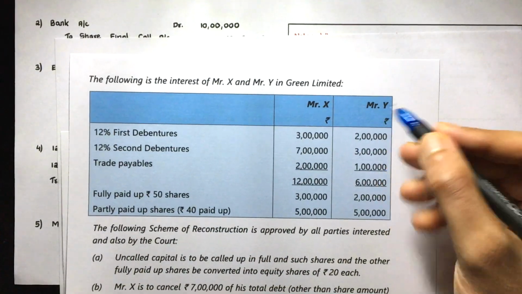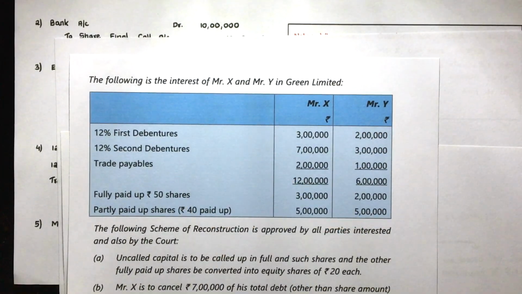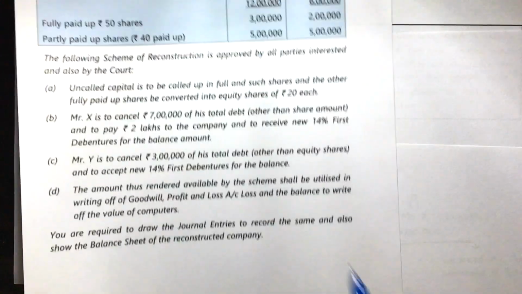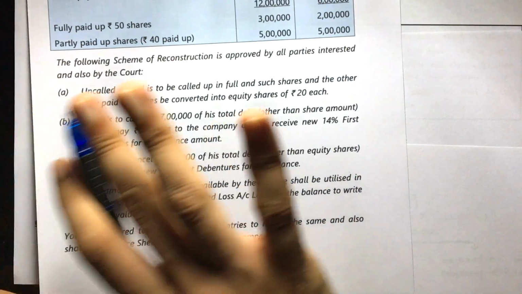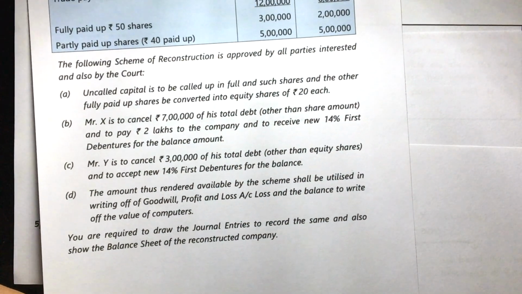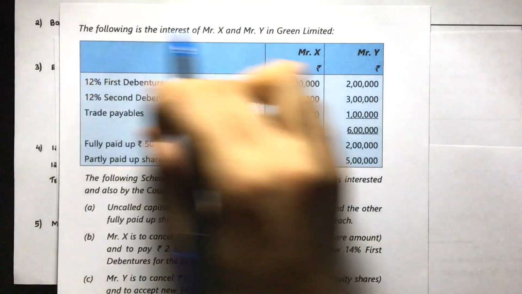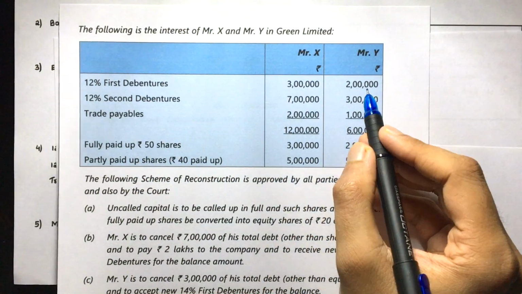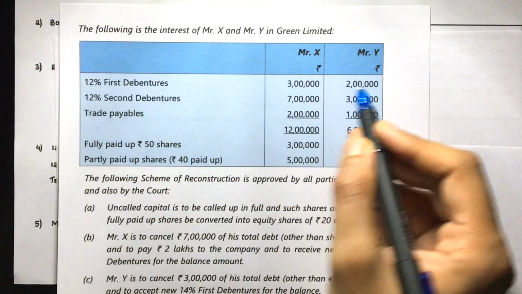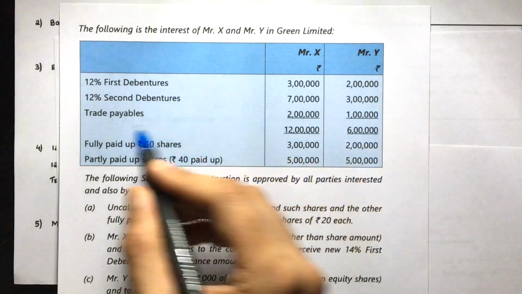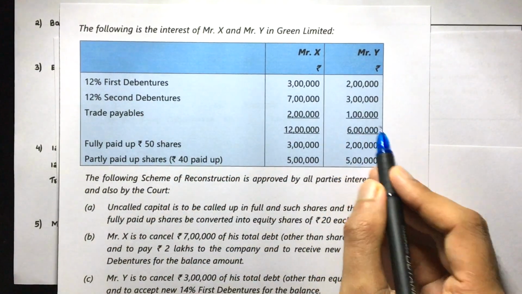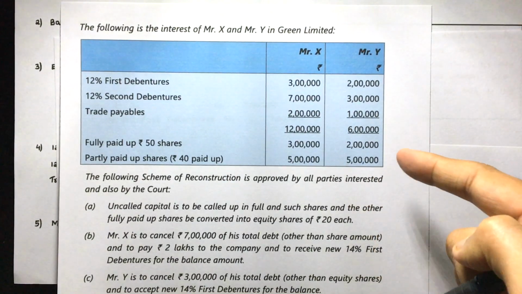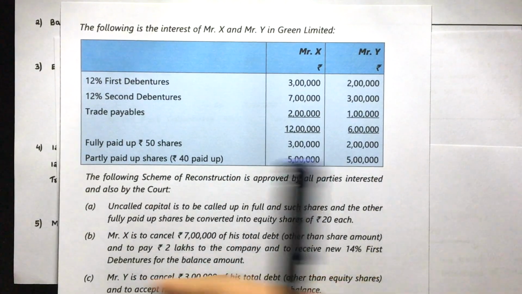Mr. Y is also the same as Mr. X: first debenture holder, second debenture holder, creditor also, and equity shareholder also. But other than equity shares, they have said we are going to exclude the equity shares from the calculation, and we are only going to focus on this debt. So see here, Mr. Y: 12% first debentures of 2 lakh, 12% second debentures of 3 lakh, and trade payable 1 lakh. In total, we have to pay Mr. Y 6 lakh, right? Now a specific individual is coming in the adjustment.